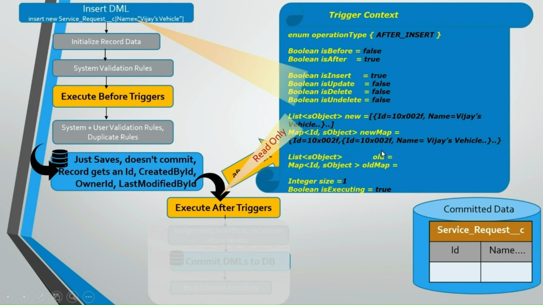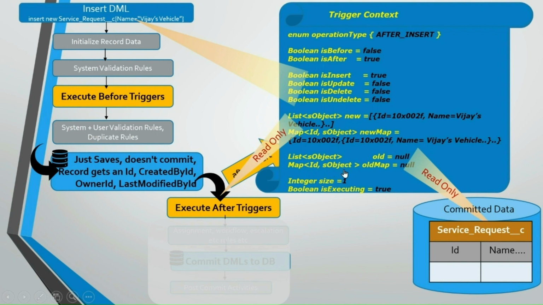The next section is for the old values. To provide the old values, Salesforce always checks in the database. In this case, Salesforce cannot find any record in the database for the record that we are inserting. So here it is going to give us null for old and old map. Size is 1 here because we are inserting only one record. Is executing is true because the current transaction we are discussing here is being caused by trigger code. Like this, Salesforce populates all the trigger context variable values for the after insert trigger event.